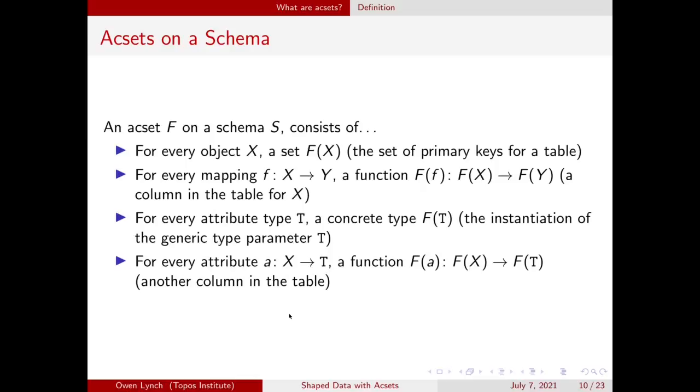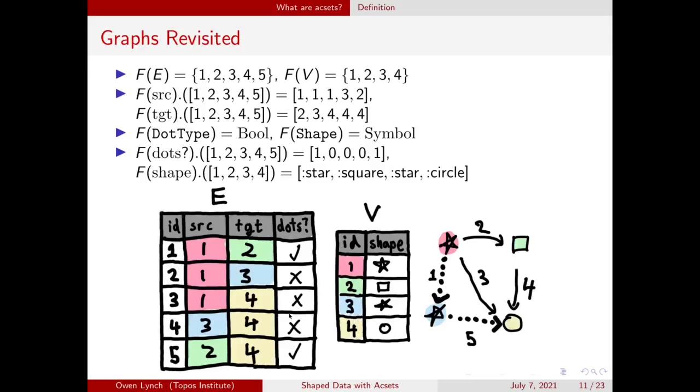So this will make a little bit more sense when we look at our previous example in this framework. The set of primary keys for edges is 1, 2, 3, 4, 5. The set of primary keys for vertices is 1, 2, 3, 4. F of source is a function which takes primary keys for edges to primary keys for vertices. And if we apply it element-wise to this list, we get the column. So when applied to the primary key 1, we get the primary key 1. When applied to the primary key 4, we get the primary key 3, as you can see in this column.